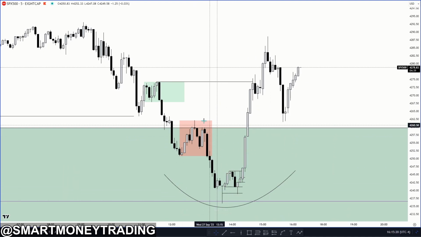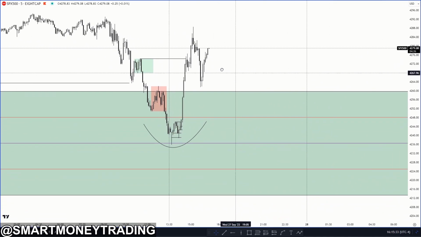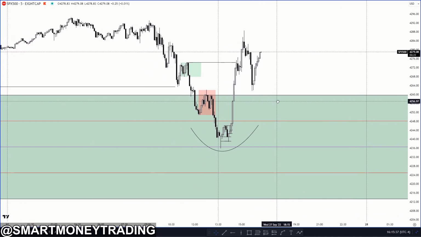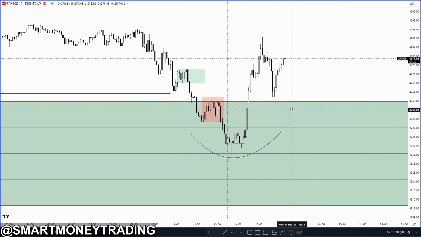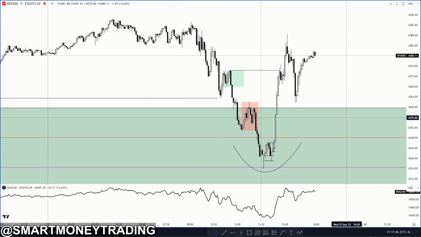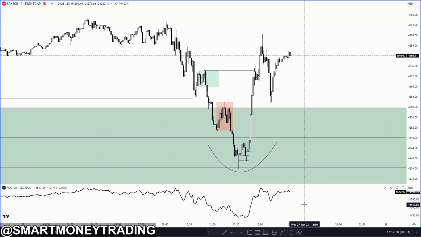Another one, or you could have done the 25% level. Now we have the 75 and the 25% level of the Fibonacci basically displayed here. So another draw on liquidity could have been these levels right here, and you could have seen consequent encroachment was respected far more.